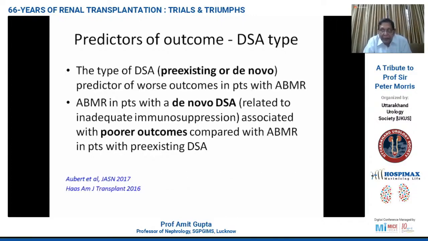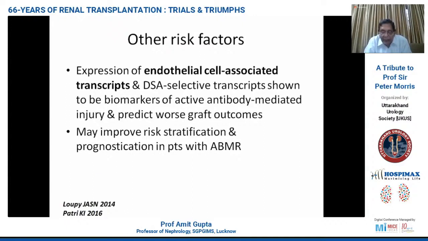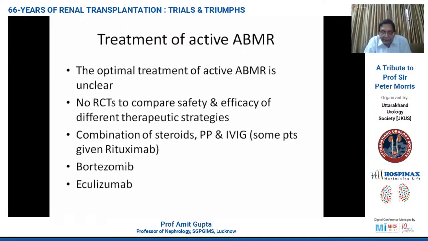Again, the type of DSA, whether it was pre-existing or de novo, predicts the outcomes. Those patients who had a de novo DSA, which was related to inadequate immunosuppression, had poorer outcomes as compared to ABMR in patients with pre-existing DSA. The other risk factor was the expression of the endothelial cell-associated transcripts, and this has led to risk stratification and prognostication in patients with antibody-mediated rejection.